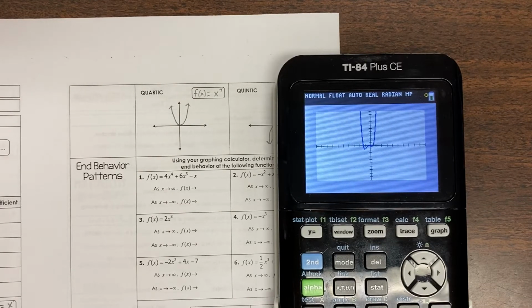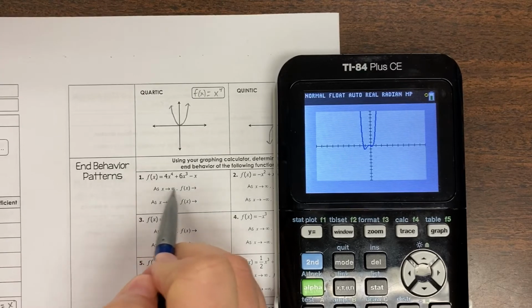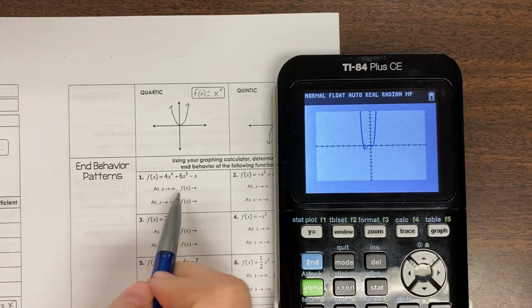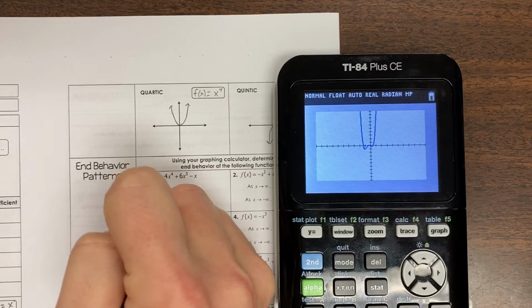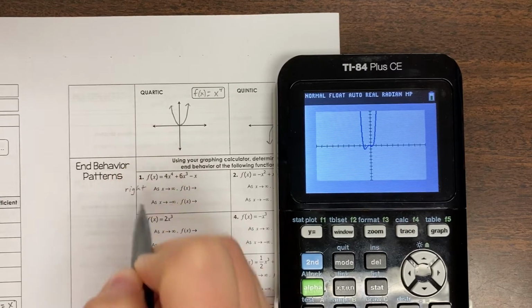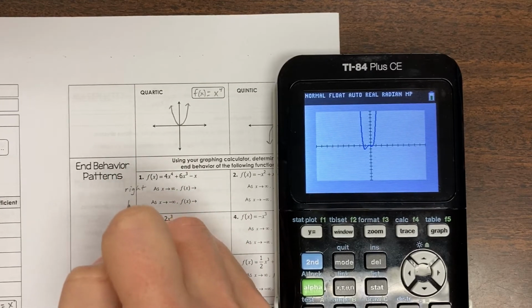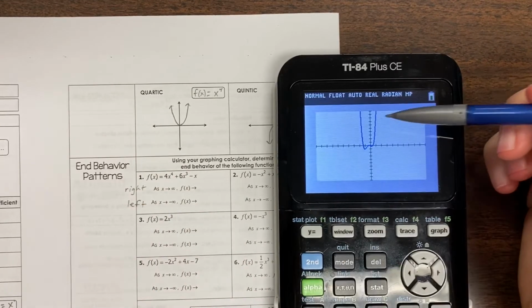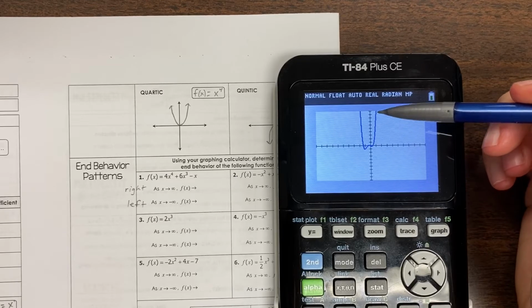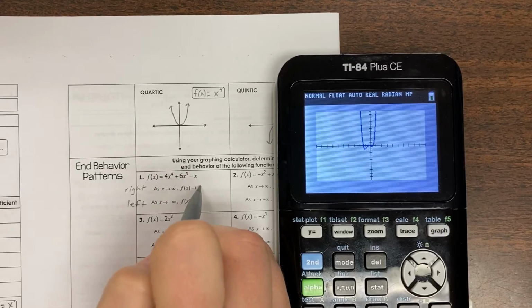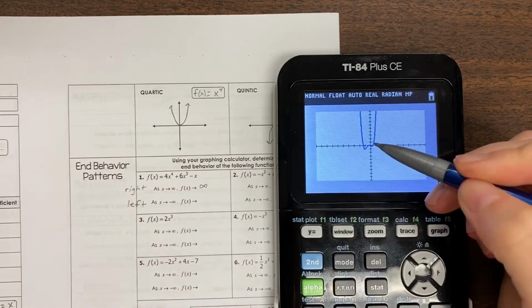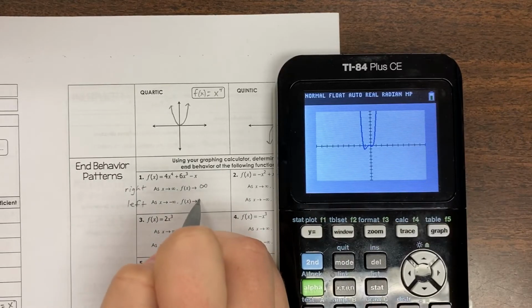there it is. Okay. Remember this little statement right here, as x approaches infinity, this means where's the right tail going? As x approaches negative infinity, that's saying where is the left tail going? So the right tail is this one. It's going up forever, up to infinity. The left tail is also going up to infinity.